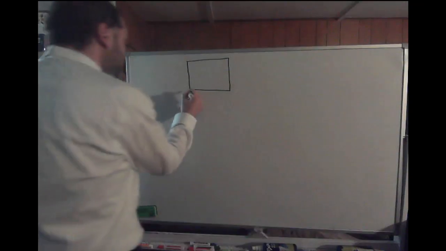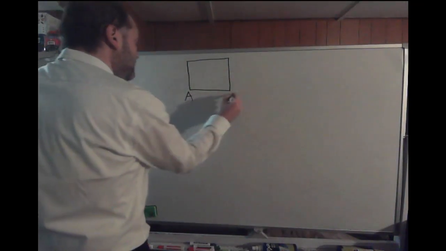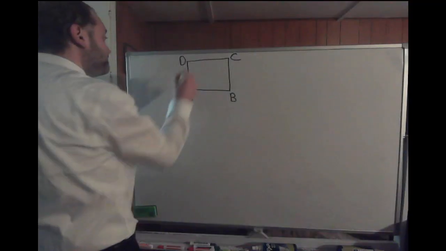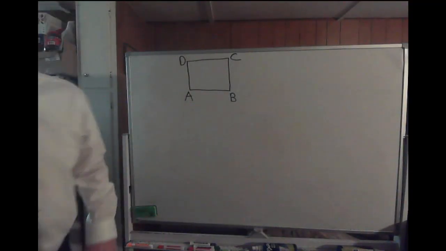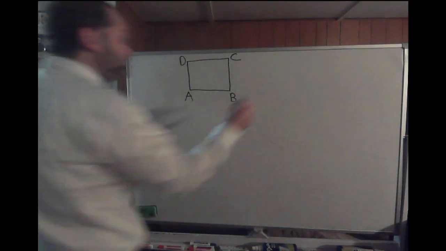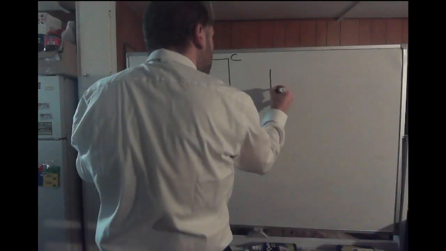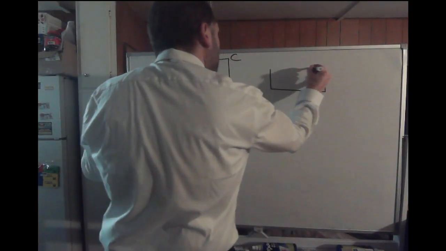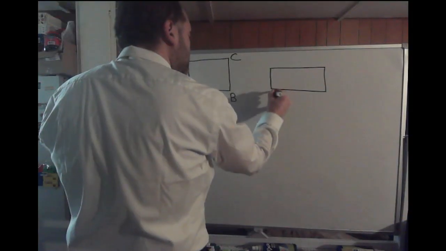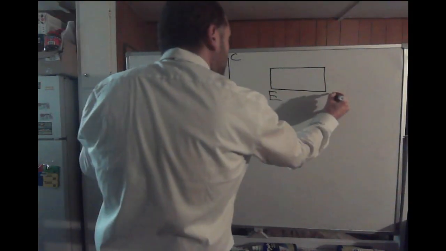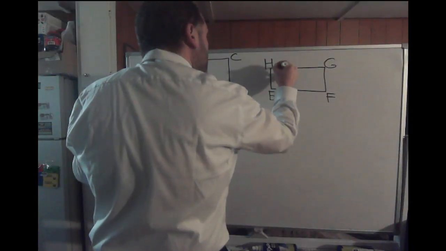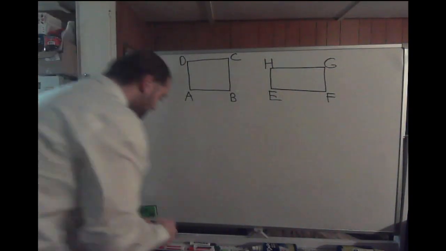Okay, so here's A, B, C, and D. And then I'll draw the next one. This is E, F, G, and H. Then let's go with what else they give us.